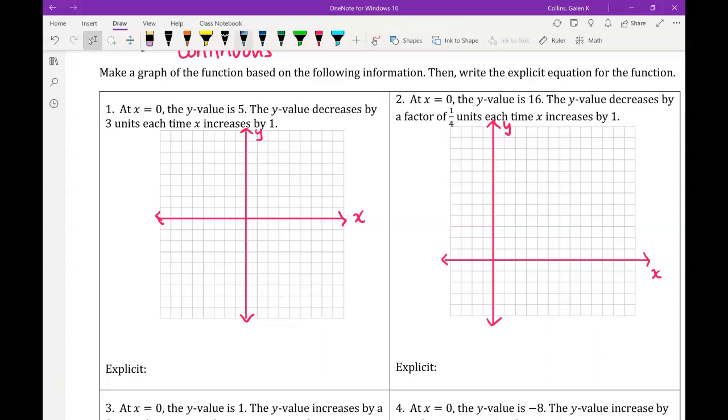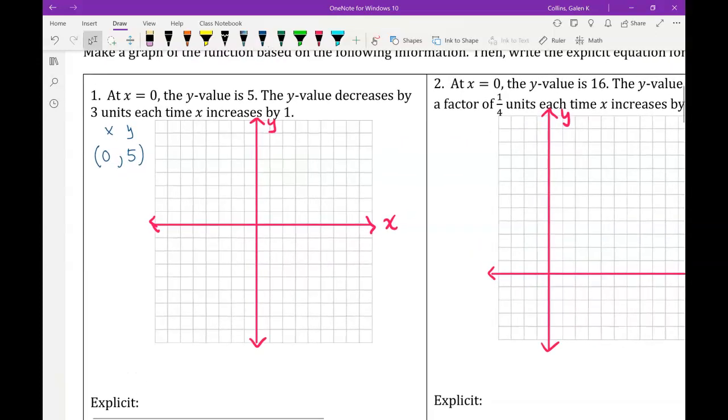So at x equals 0, so when x is 0, if I write this as an ordered pair, the x value is always my first number in an ordered pair. I'm told that the y value is 5. So you know what? I'm going to just go ahead and plot that on my graph. I'm going to count by ones. So 1, 2, 3, 4, 5.